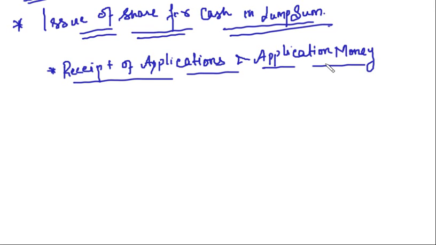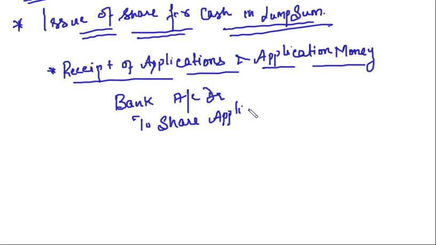What will be the journal entry? You are receiving the money. What will be the journal entry? Bank will be debited because you are receiving money. Bank account debit, and the credit account will be to share application account. Clear? The journal entry will be bank to share application account.